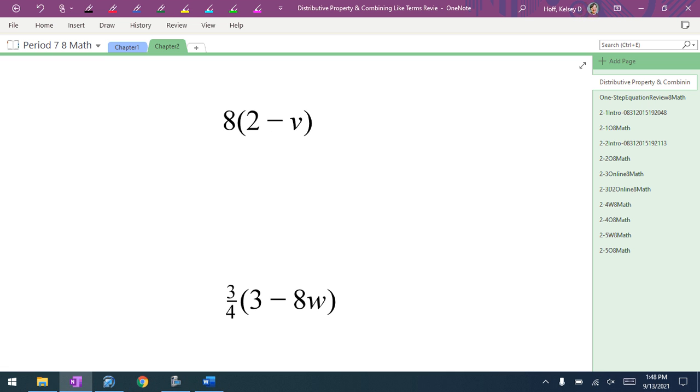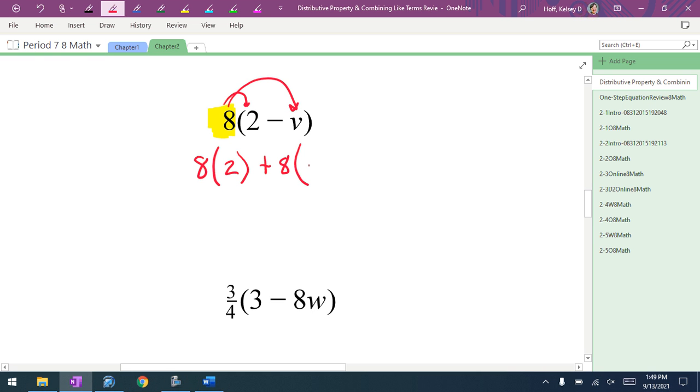What am I distributing on this one? Positive or negative? Positive 8. So I would have 8 times 2. And then what type of 8 was it? So plus 8 times, careful, careful, -1v. This minus sign belongs to v. And I always put the 1 in there so I don't lose it. 8 times 2, 16. 8 times a -1v, -8v.